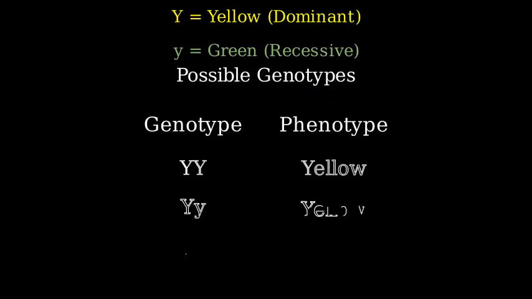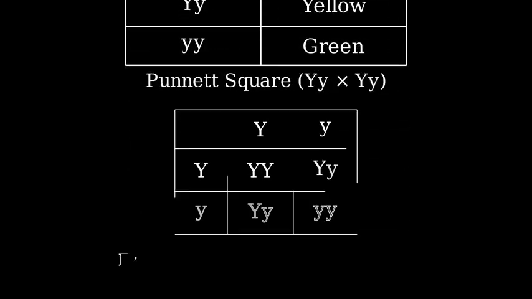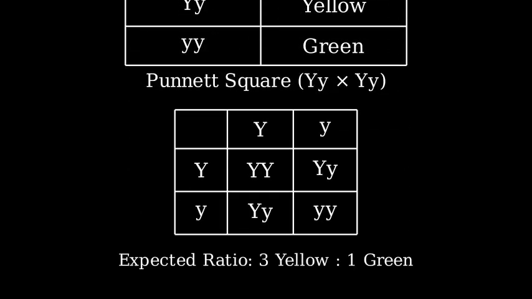Let's look at all possible genotypes. YY produces yellow peas, Yy also produces yellow peas, and only yy produces green peas. When we cross two heterozygous parents, Yy, we can use a Punnett square to predict the offspring ratios. This shows us that we expect a 3-to-1 ratio of yellow to green peas.